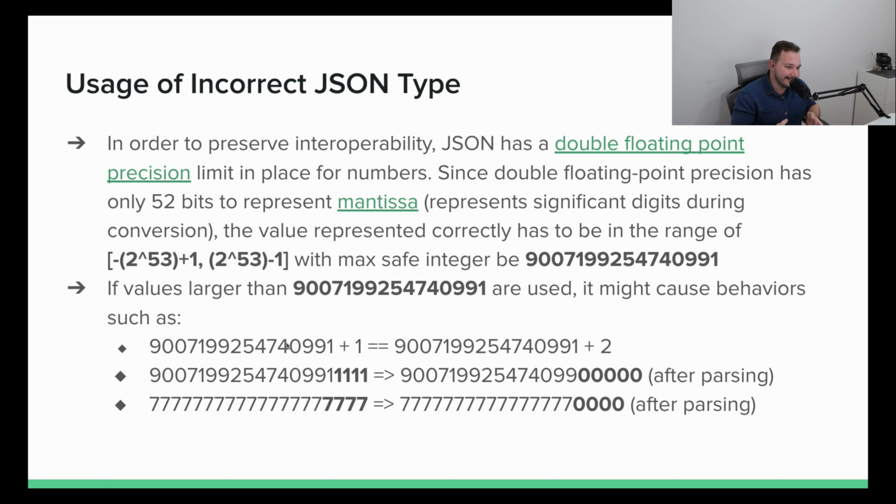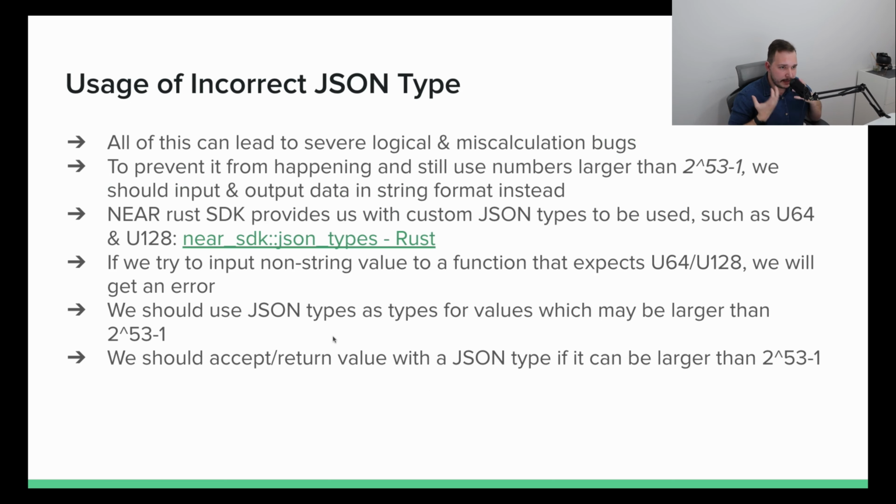That shouldn't happen. So basically what happens is, for instance, if we receive this value +1 or this value +2 from a user, when we deserialize it, that value in both scenarios is going to be the same. And there are also weird behaviors. If the last 4 digits are 1s, after parsing they're going to be truncated to 0. And with the 7s, it's the same thing after parsing. So all of it can lead to severe logical and miscalculation bugs.